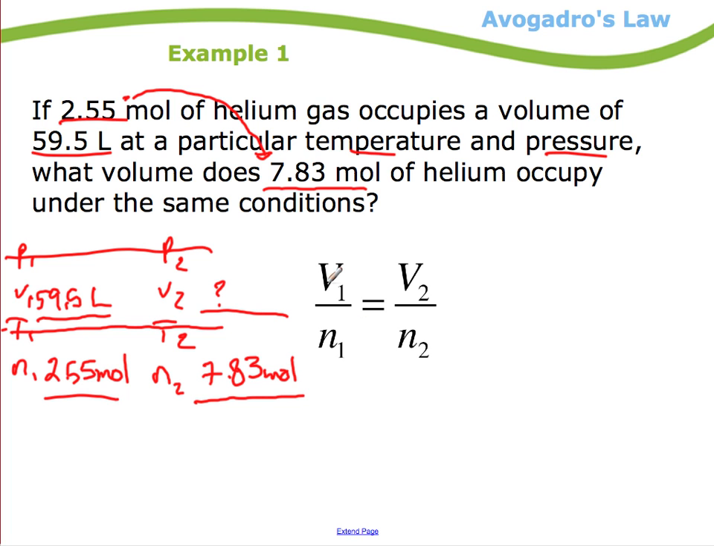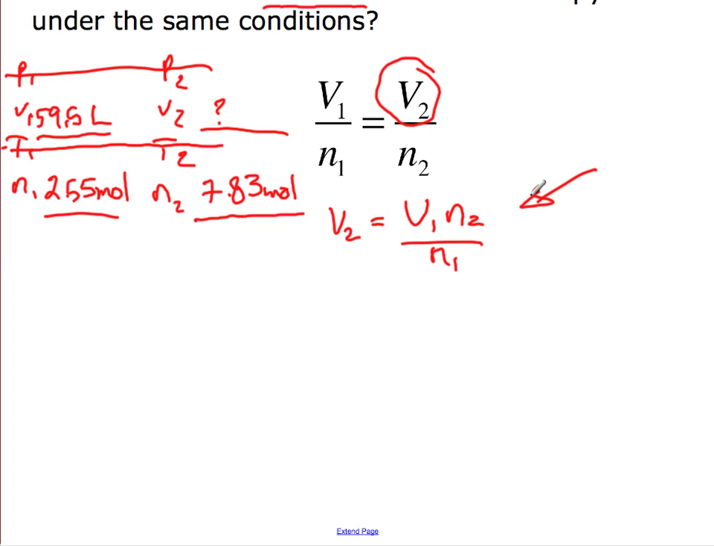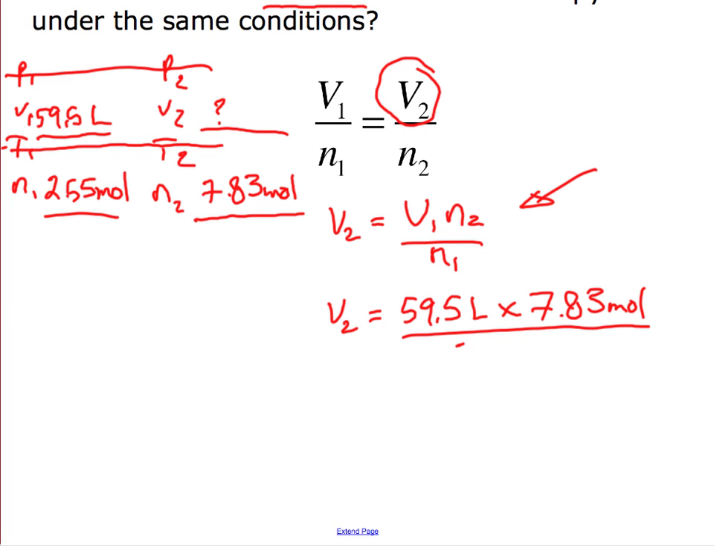That's my question. So here's my equation. I want to solve for V2. So doing some formula manipulation, V2 is equal to V1 N2 over N1. Again, if you have troubles with that, holler. V2, we don't know that one. V1, 59.5 liters times N2. Again, try not to get mixed up as to which is which. Divided by N1, 2.55 moles. 3 sig figs all around.